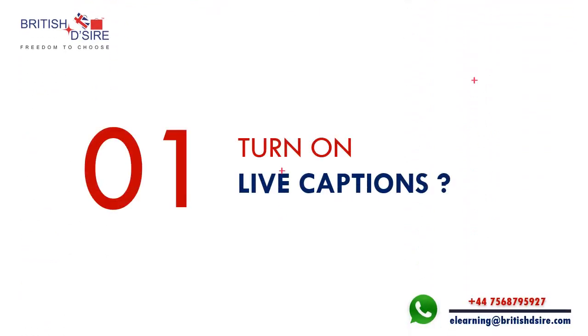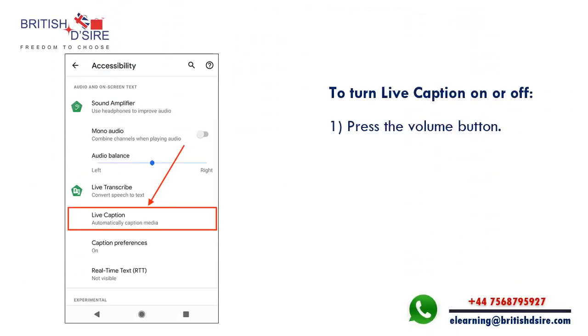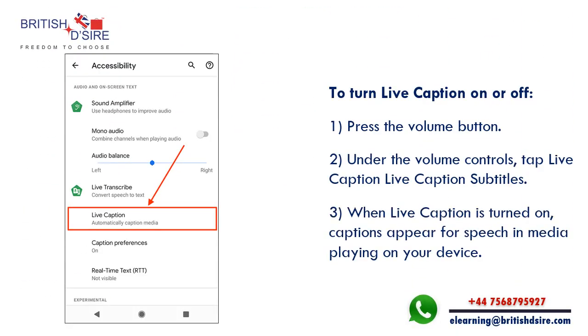Point 1. Turn on live captions. To turn live caption on or off: 1. Press the volume button. 2. Under the volume controls, tap live caption subtitles. 3. When live caption is turned on, captions appear for speech in media playing on your device.